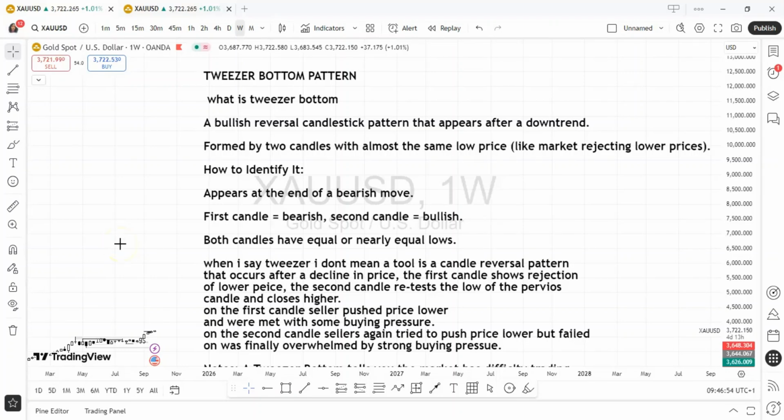Welcome back, traders. Today let's talk about the perfect hidden reversal pattern traders miss.